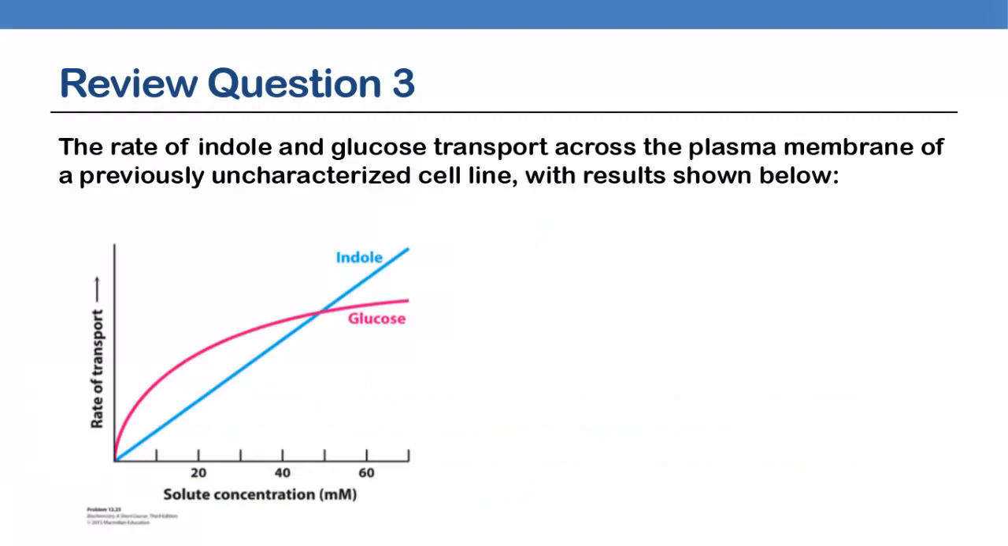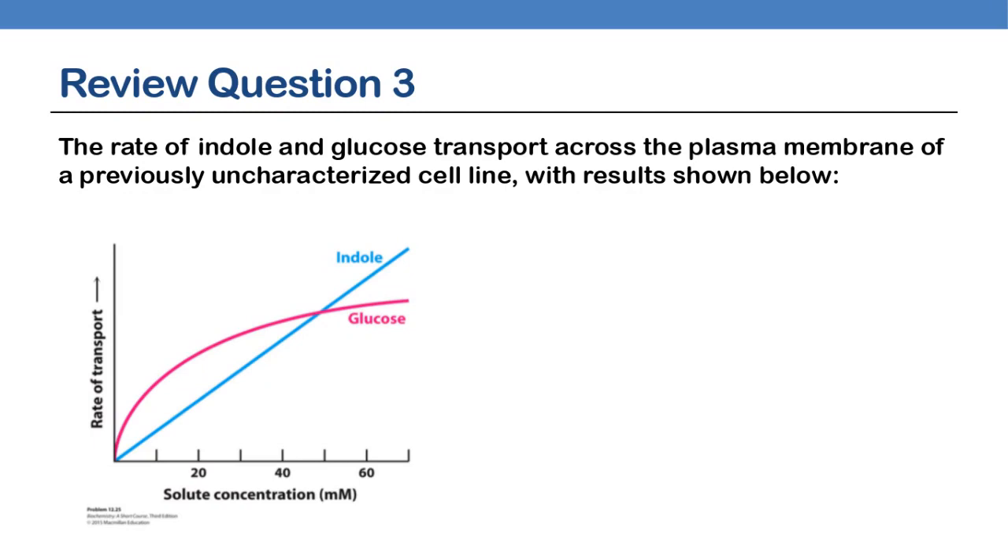All right, got lots of questions today. Okay, the rate of indole and glucose transport across the plasma membrane of a previously uncharacterized cell line are shown in the following graph. So the question, which I didn't put, is what kind of transport do you think is facilitating indole and glucose based on their curves?